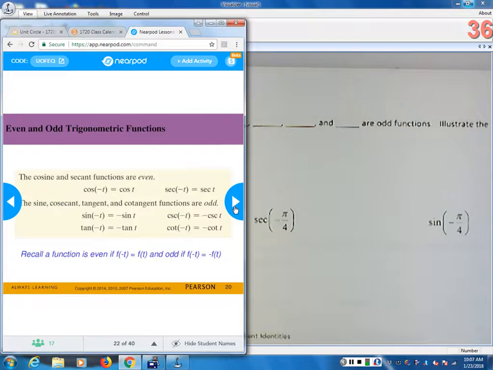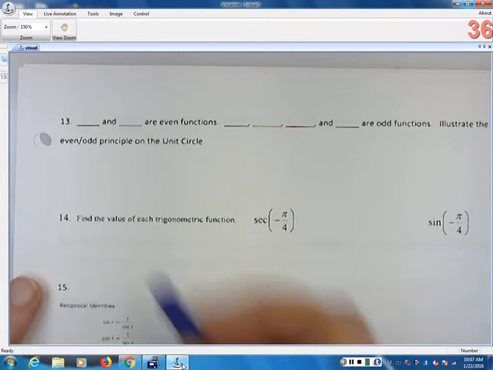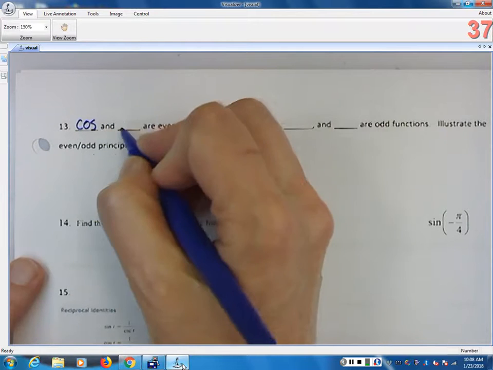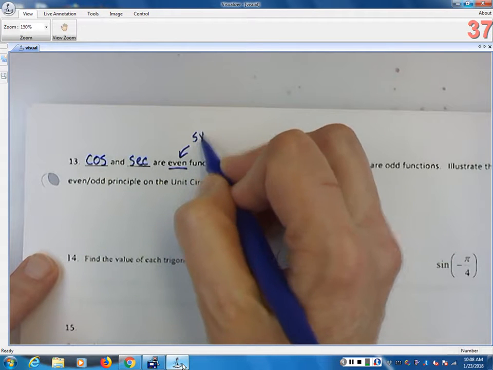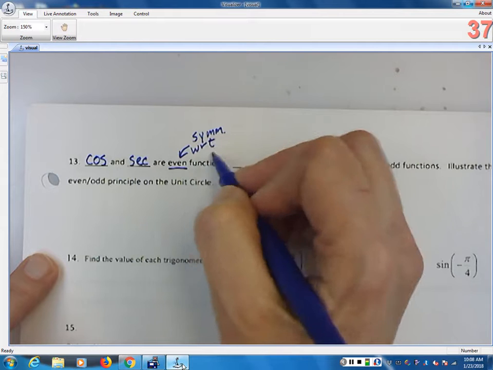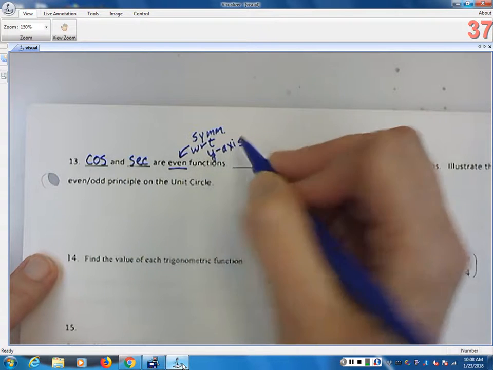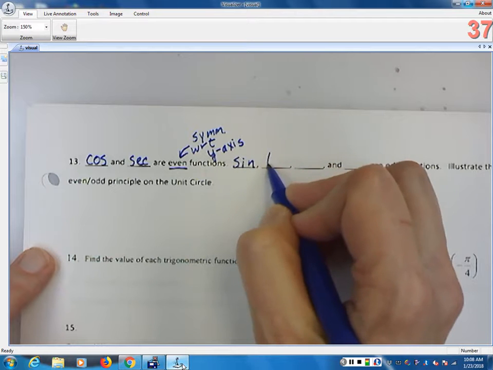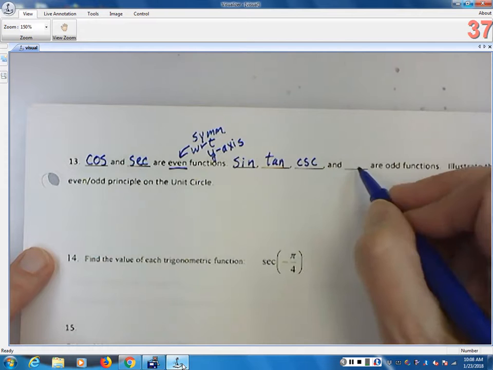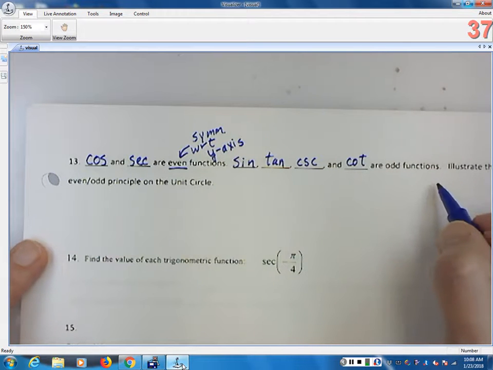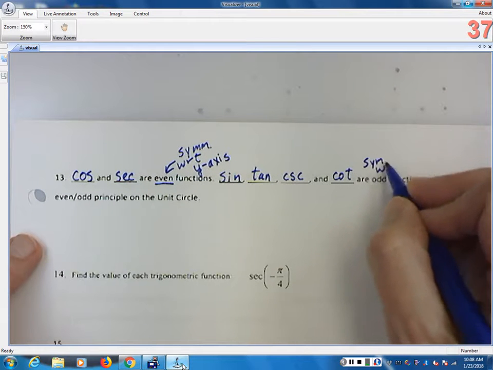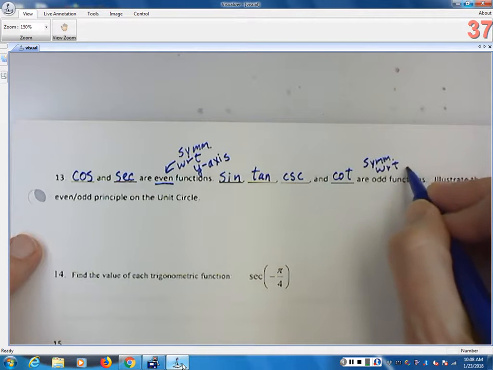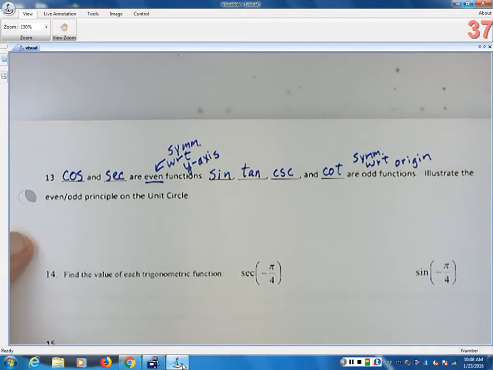Okay, now we're going to talk about whether the functions are even or odd. Cosine and secant are even functions. Why? Because I've drawn them and they're symmetric with respect to the y-axis. And then the rest of the functions, sine, tangent, cosecant, and cotangent, are odd functions, because they're symmetric with respect to the origin. Odd functions are symmetric with the origin.